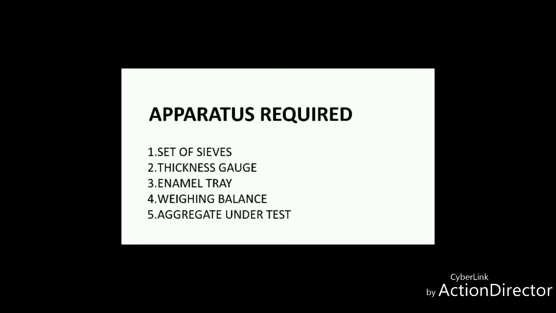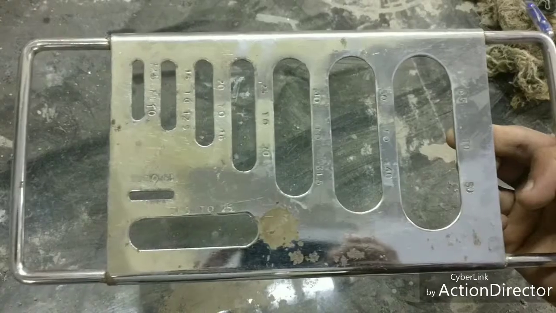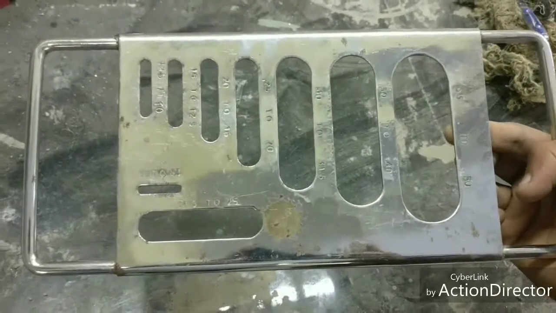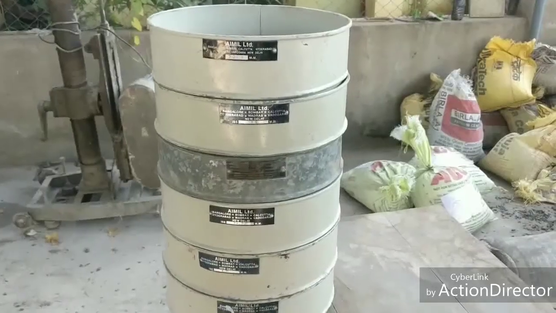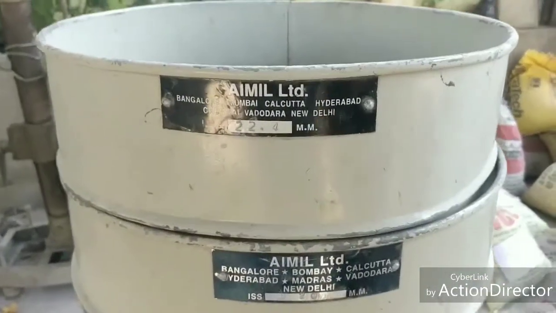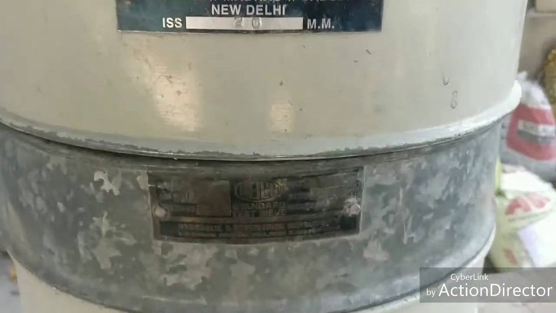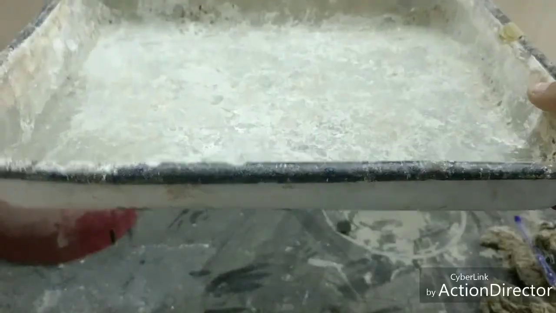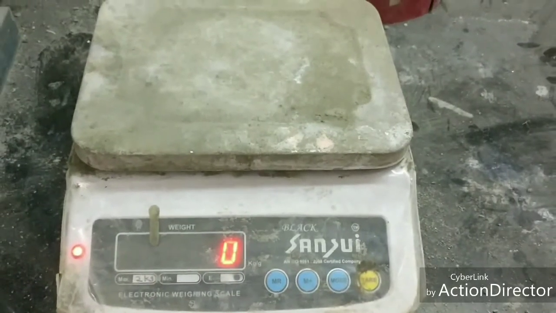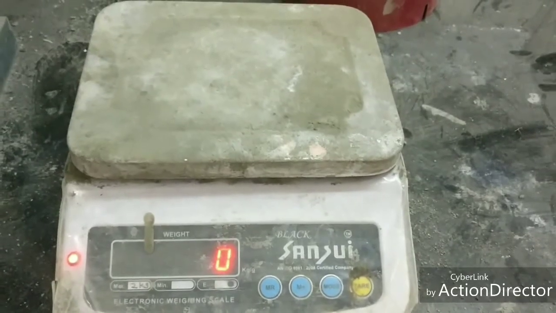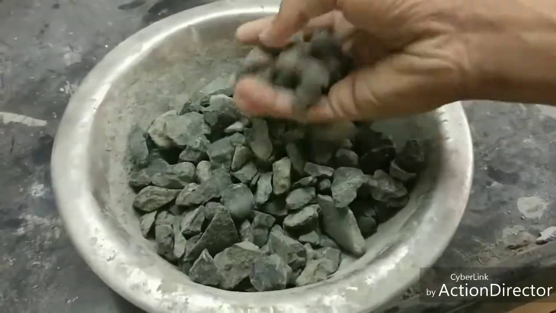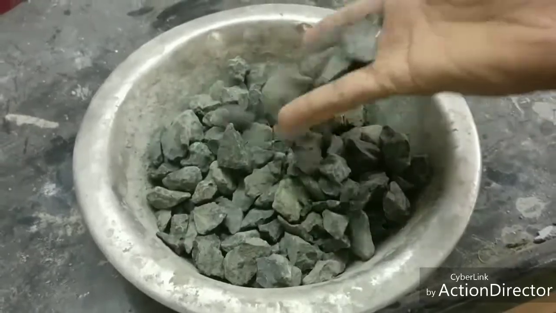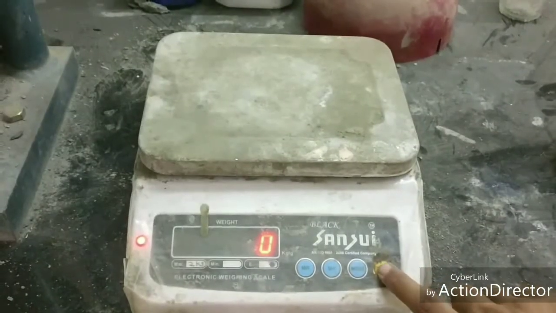The various equipment used in the experiment are a thickness gauge, which shows the width of the slot corresponding to the consequent sieve, a set of sieves, an enamel tray, a weighing balance, and the aggregate under test. Along with this, we need an observation sheet to record the readings.